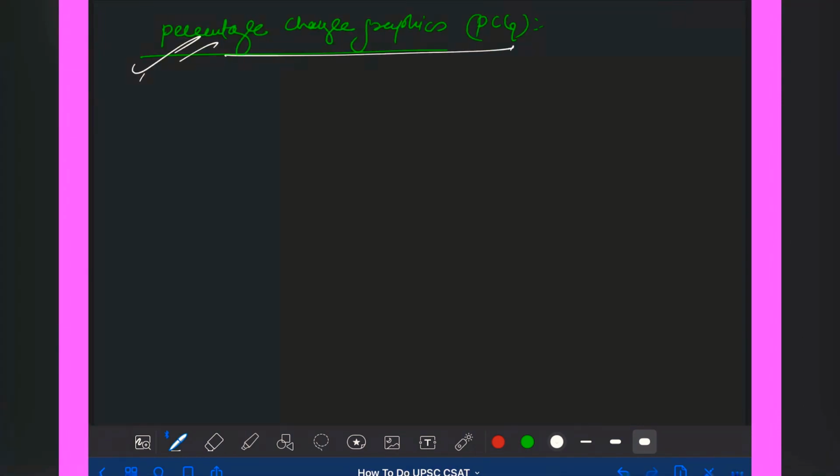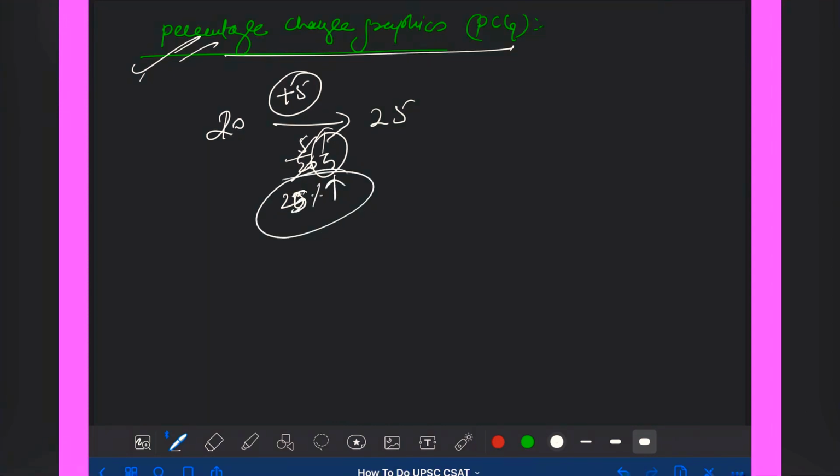Percentage change, same thing. Percentage change is what? If 20 is changed to 25, there is a change of 5. So 5 by 20, 1 by 4. 1 by 4 means 25%. So 25% increase. This is percentage change.